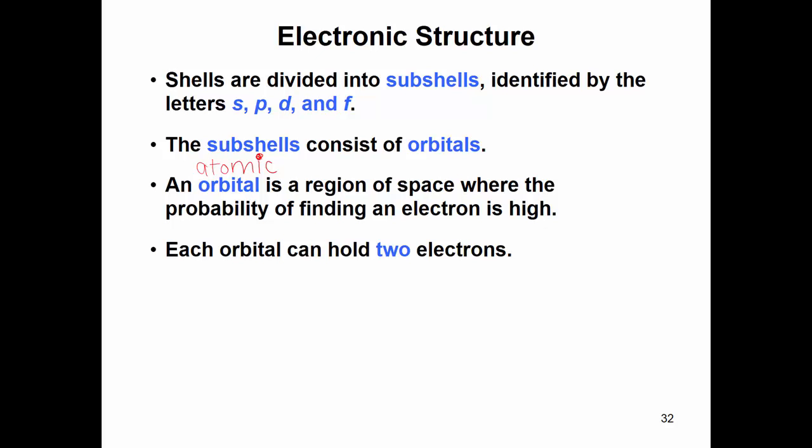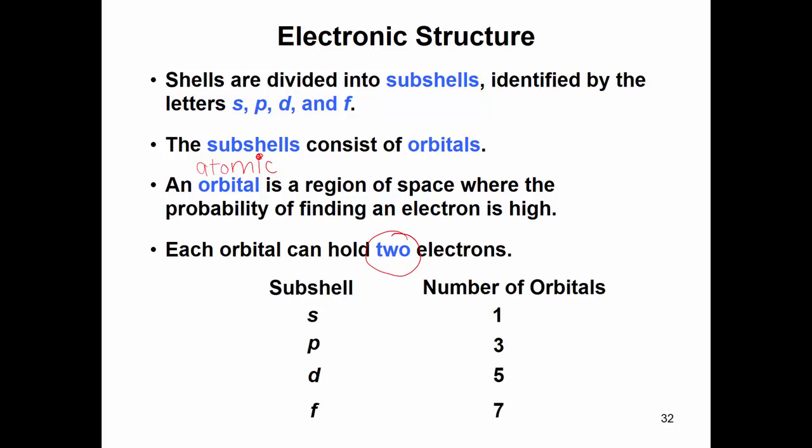Okay, so each orbital is going to be able to hold 2 electrons. So that's going to be something we're going to use in this chapter as well. All right. An s orbital, there's only one of these, okay, and for a p orbital, these come in 3s. So there are 3 p orbitals. D orbitals, there are 5 of these, and f orbitals, there are 7 of these.